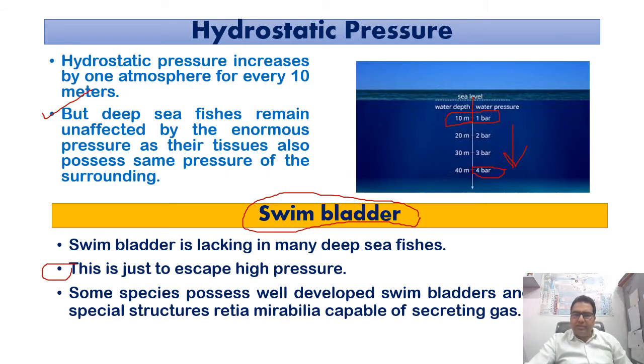In some species, they possess well-developed swim bladders, and they even have the rete mirabile for secreting the gas. So that is connected with the swim bladder so as to adjust according to the depth.